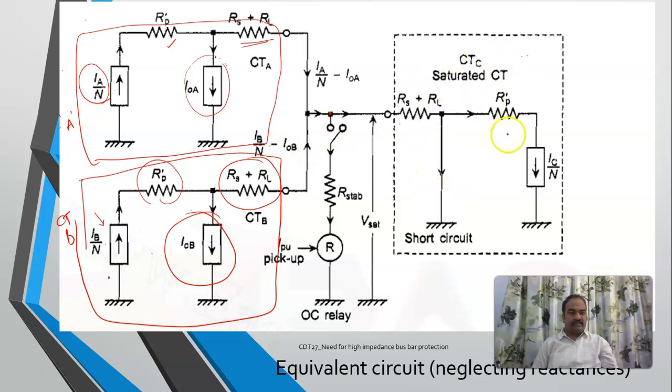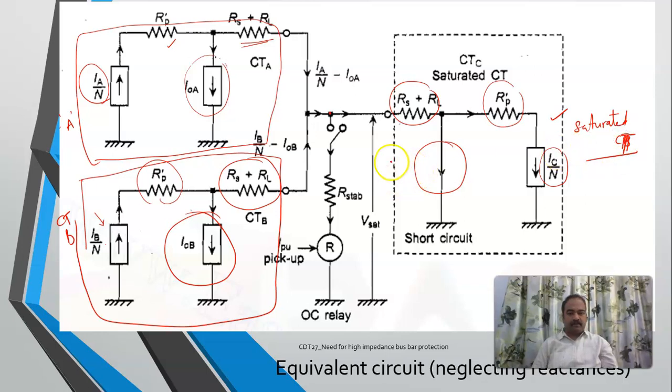Now this is your saturated CT. Here also the entire current will be flowing into this one, right? This is IC by N, and this is primary side resistance referred to the secondary. This is secondary resistance and load. See here, the magnetizing circuit has been short circuited. This is what we have discussed. For a saturated CT, we assume that the magnetizing circuit has been short circuited.